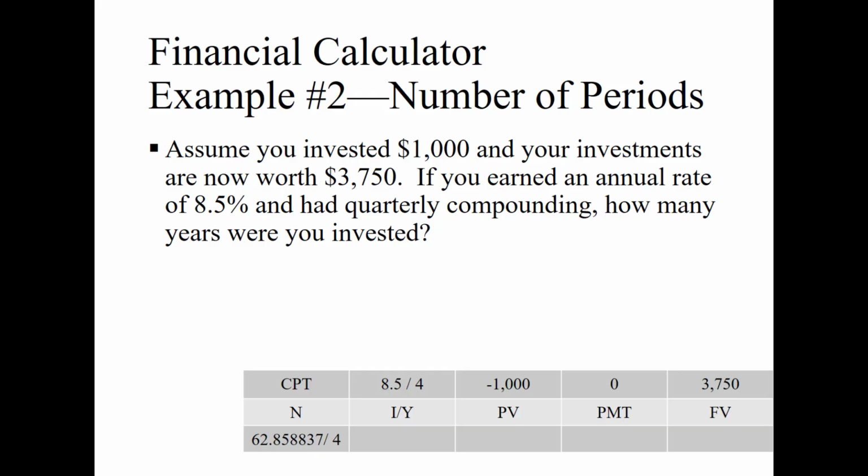So here we see our next example. Assume you invested $1,000 and your investments are now worth $3,750. If you earned an annual rate of 8.5% and you had quarterly compounding, how many years were you invested? In this example, it's important that we distinguish between the number of years and the number of quarters. Just like with our formula, we had to make an adjustment for quarterly, and we'll do that with our calculator as well.